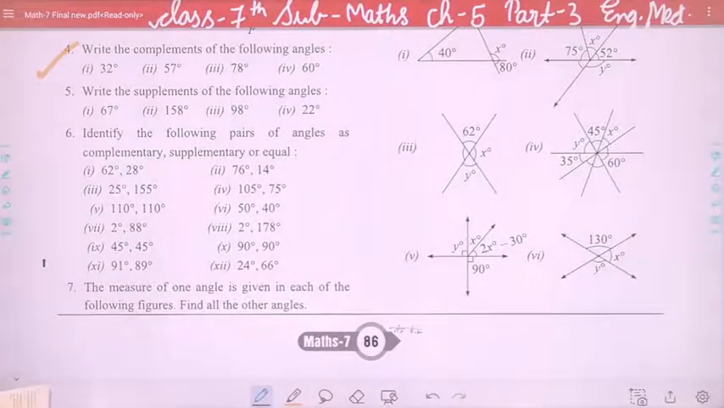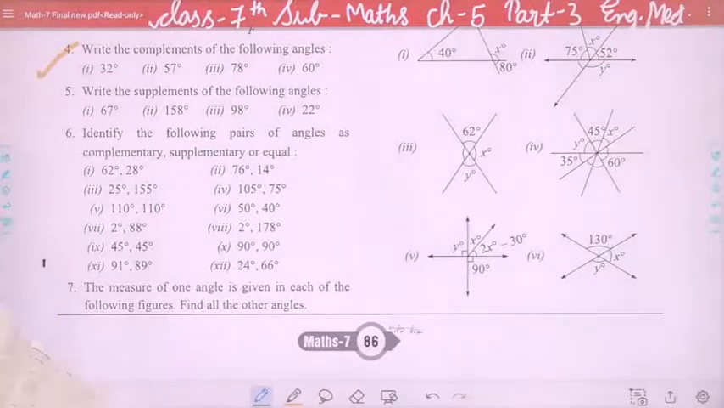हमने ये चैप्टर में रेड किया था, राइट? Complementary angles. Two angles are said to be complementary if their sum of measure is equal to 90 degree. कितने किसके इक्वल होता है? 90 डिग्री के.